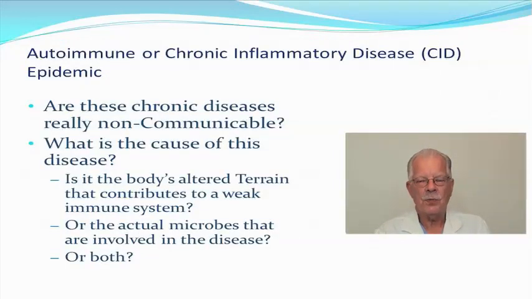Are these chronic diseases really non-communicable diseases? What is the cause of this disease? Is it the body's altered terrain that contributes to a weak immune system, or the actual microbes themselves? Are they involved in the disease, or both? We're not going to talk too much about the terrain, but the terrain does have everything to do with this. In this presentation, we're going to mainly talk about the microbes and what you can do to get rid of those microbes. Another presentation will talk about how the modern diet, sugar, and refined carbohydrates influence the microbiota of the mouth, which skews it toward disease instead of health.